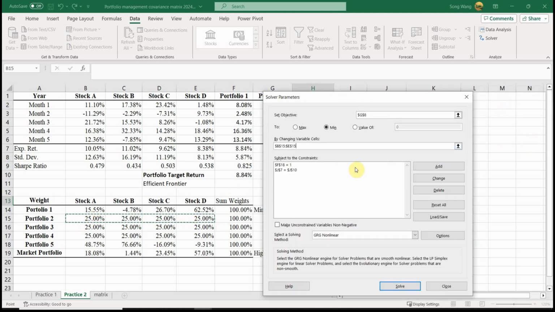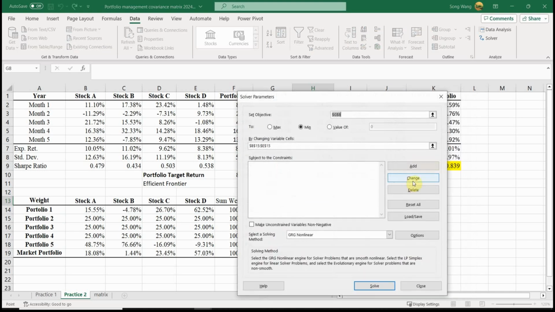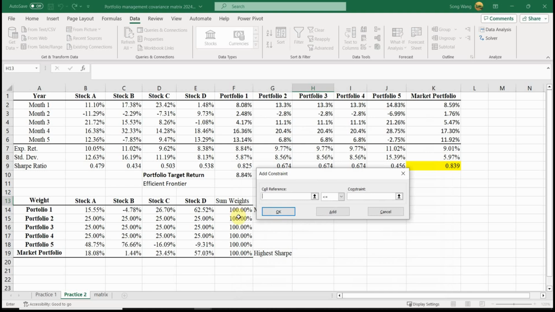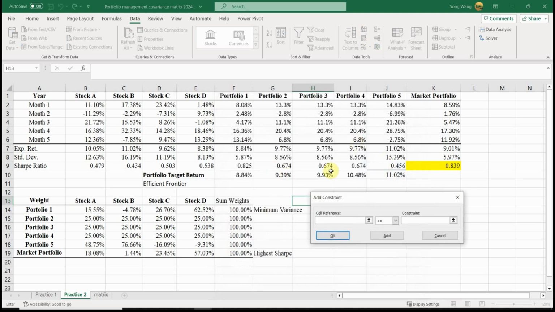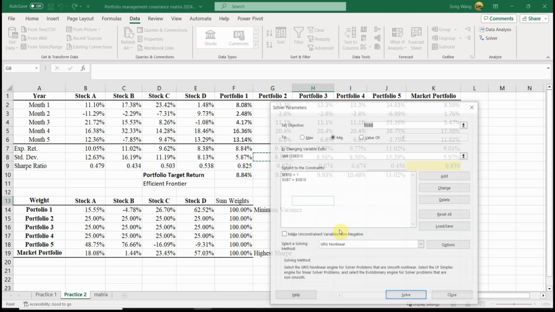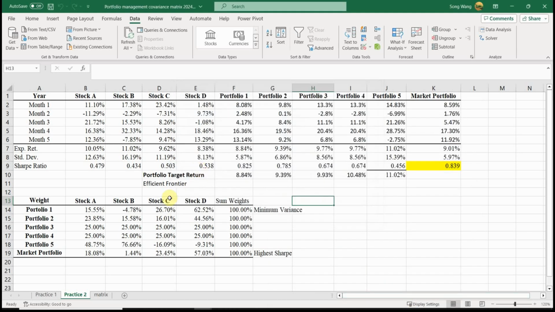Okay, and then the previous constraint, I need to delete them, and add the first weights constraint: the portfolio total weight equals 1 or 100%. I'm fully invested. The second constraint, that's the key part of it, is that portfolio 2's return is the target return. Okay, it's target return. Okay, solve. Then this part is done. So portfolio 2 is done.